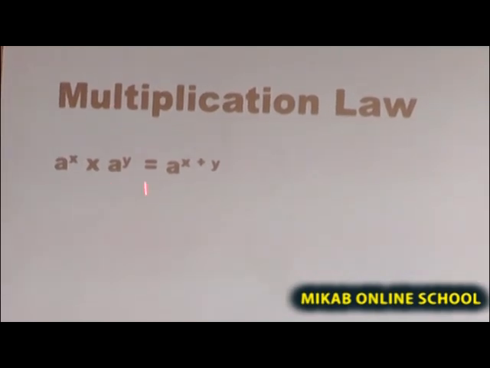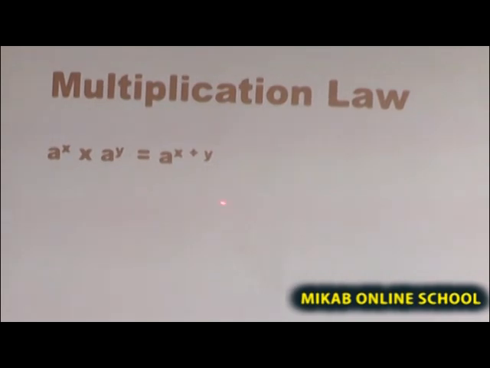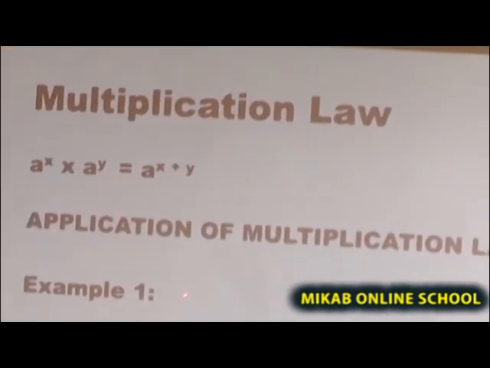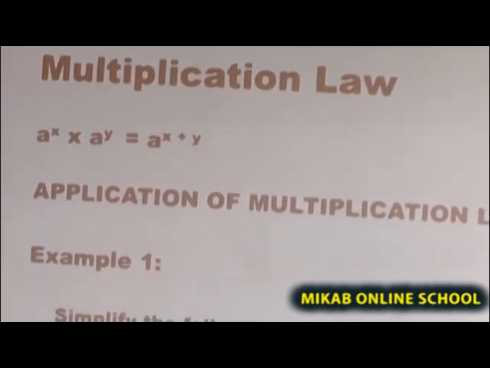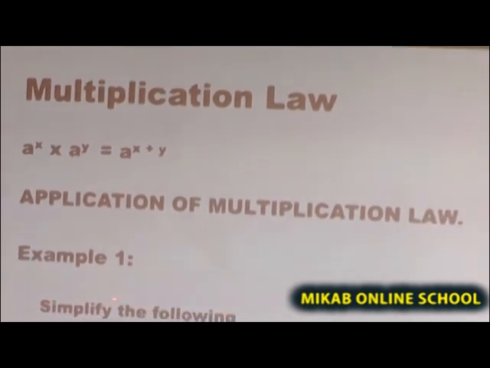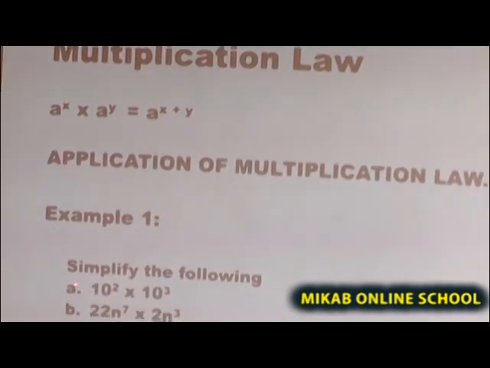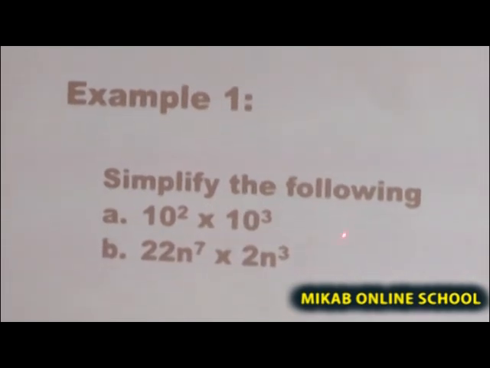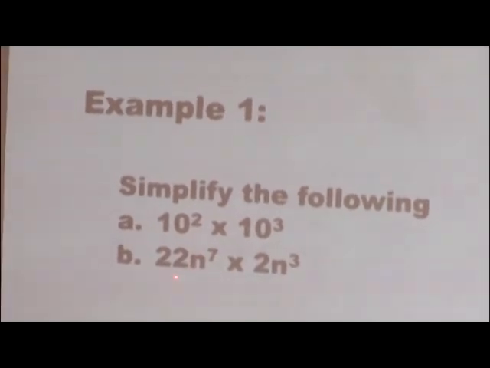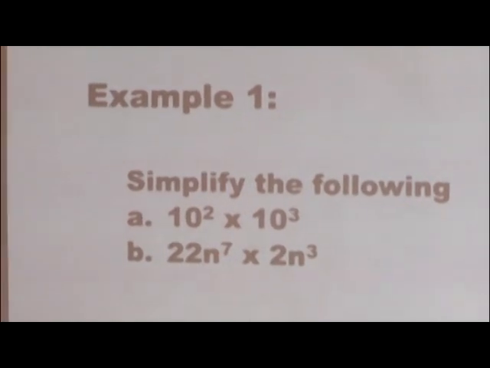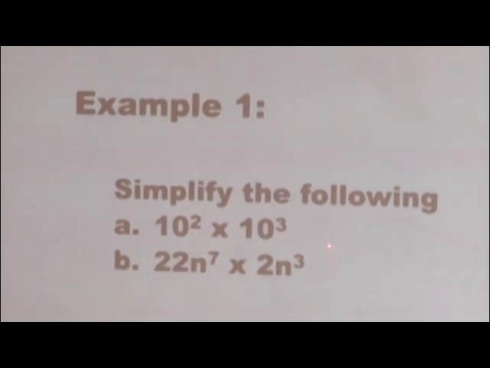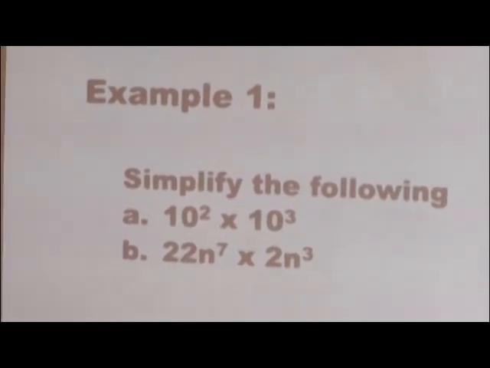And we shall apply this multiplication law in the following example. The first example we shall look at is simplifying the following. A, 10 raised to the power of 2 times 10 raised to the power of 3. B, 2n raised to the power of 7 times 2n raised to the power of 3. The solution of this goes thus.